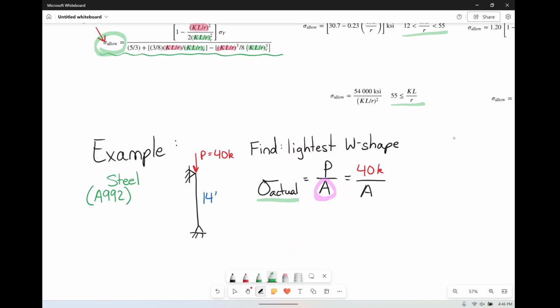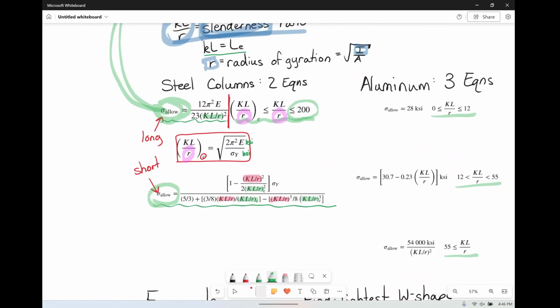I'm just going to underline him. Okay, that's as far as he goes. And again, if I want to find one of my values, L or R, I said that we have to set our actual equal to our allowable. But if you don't actually know the size of the shape, how do you know which one to use? So we technically have to guess and check both.